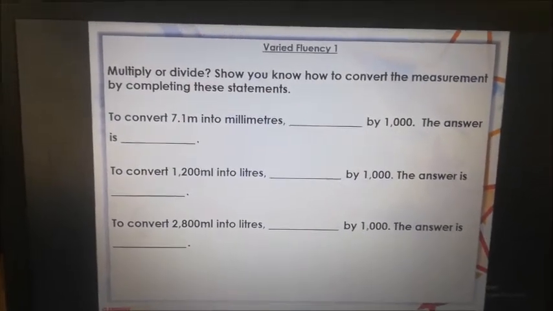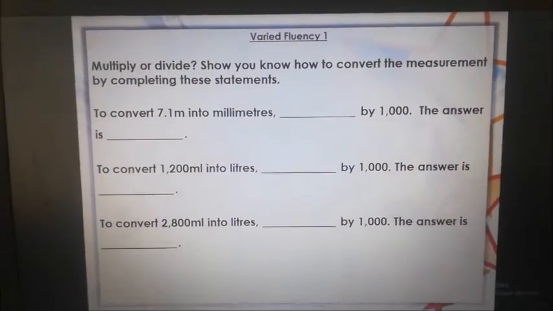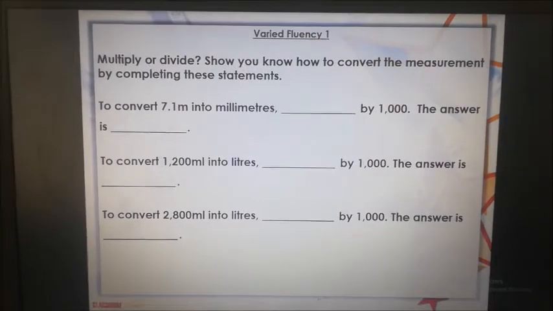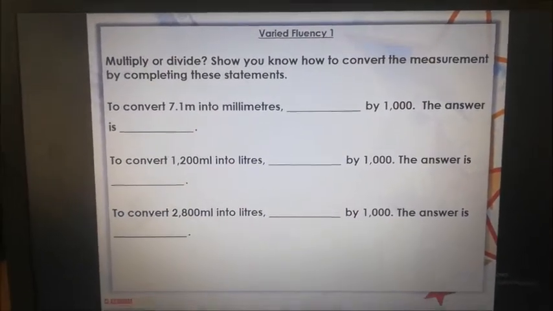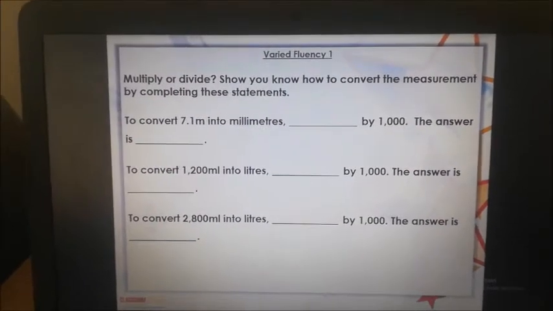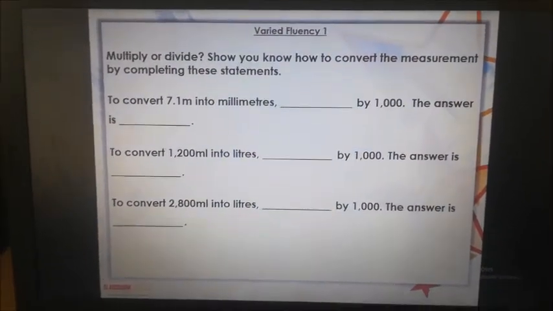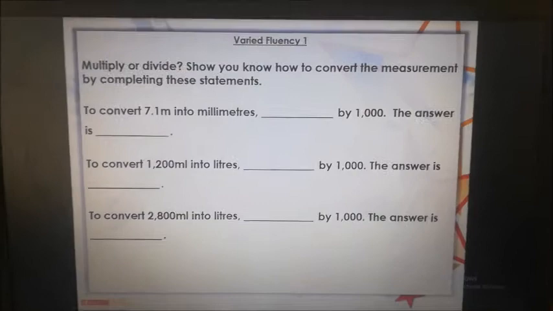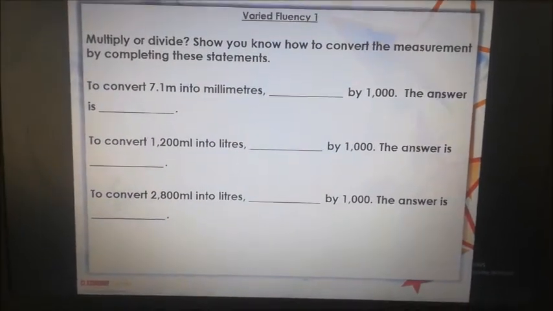Then we've got varied fluency 1. This is very important to make sure you understand what you're dividing and what you're timesing by. If this can become quicker and quicker, then you don't need to be thinking about it when it comes to some assessment. You just need to know whether to multiply or divide, so you know how to convert the measurements by completing these statements.